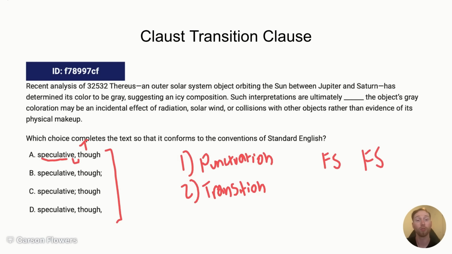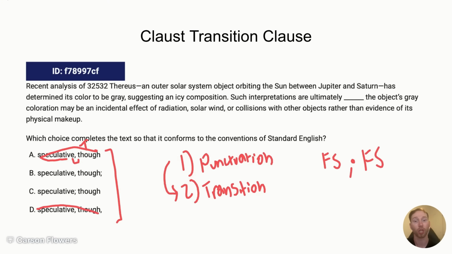So we know that we have two full sentences side by side, and a comma can never separate two full sentences. But a semicolon can separate two full sentences. In fact, that's all it does. So we know that A cannot be correct, and D cannot be correct. So we must choose between B and C. And that leads us to step 2, where we have to determine which clause should have the transition. For B, the first clause will have the transition. If we choose C, though comes after the semicolon, meaning that the second clause has the transition.